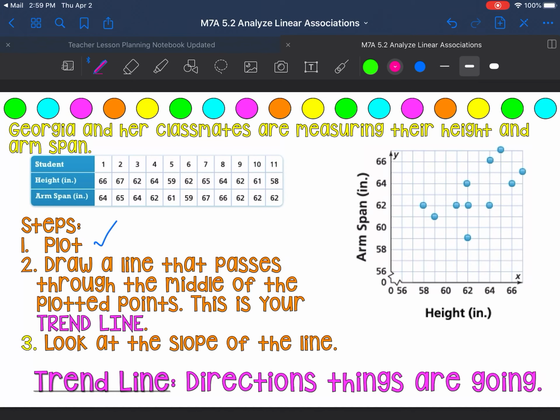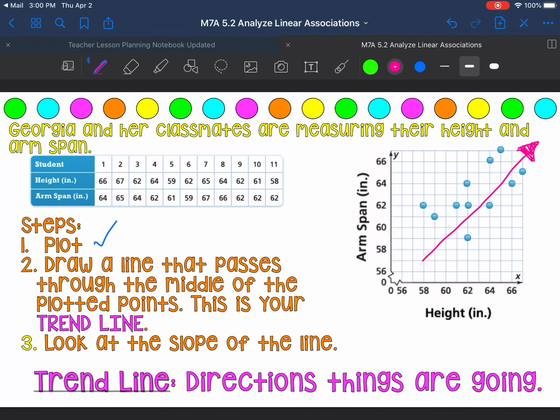Now, step 2 says draw a line that passes through the middle of the plotted points. This is what we call the trend line. Your trend line does not have to start from 0. You want it to go as much as you can in the middle of your points. So we're going to estimate that our trend line is going to be about here. So our trend line's about there, almost right in the middle of all of our points.